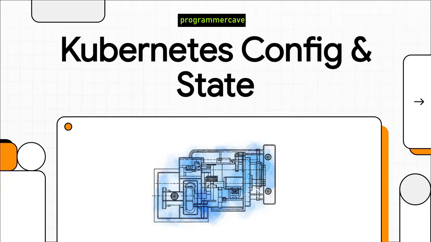Welcome to The Explainer. Today we're diving into something that every Go developer working with the cloud absolutely needs to understand: how Kubernetes manages configuration and state. Getting this right is honestly the difference between an app that just runs and one that's truly scalable and robust.